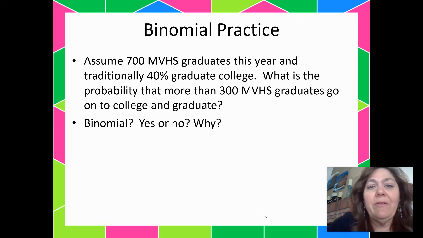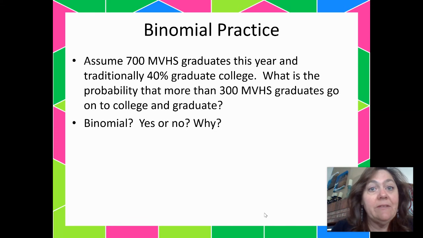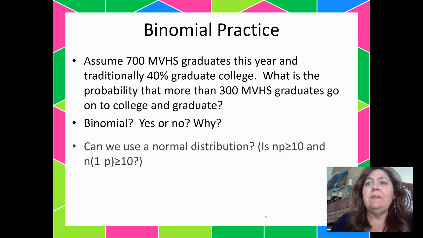Is this binomial? Remember, think of your BINS. Is it a yes-no situation? It's either they graduate from college or they don't, right? Are they independent? We'll have to write down on our paper, assume independence, that each MVHS student's graduation is independent of the others. N, there's a fixed number. And S, they all have the same probability of 40%. So yes, we've got binomial.